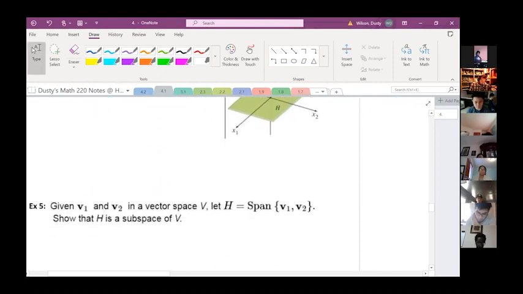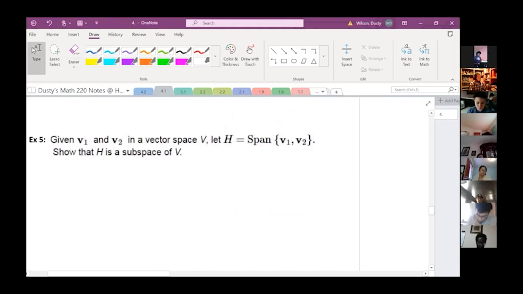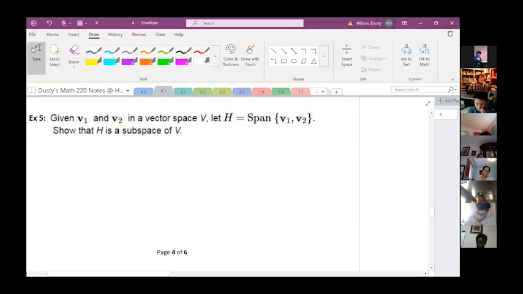So we're happy there. Let's look at example 5 here. Given V1 and V2 in a vector space V, let H equal the span of V1, V2. And I want to show that H is a subspace of V. Notice that I don't know how many components these vectors have. They could have 2 components, they could have 20 components, they could have 1,000 components. But if I want to show that it's a subspace, I got to show that it satisfies 3 conditions.